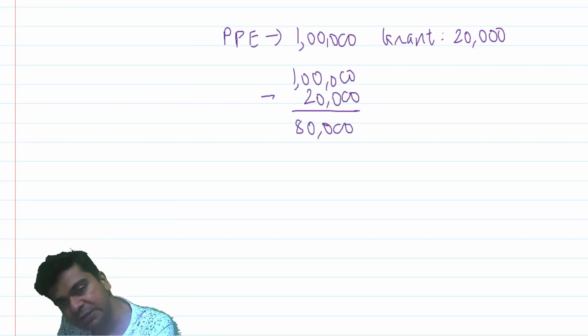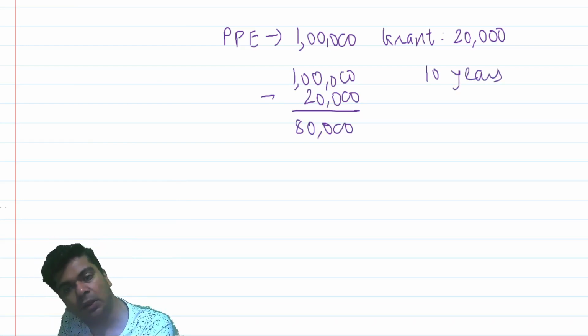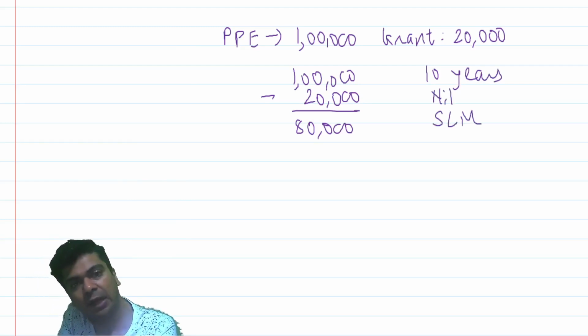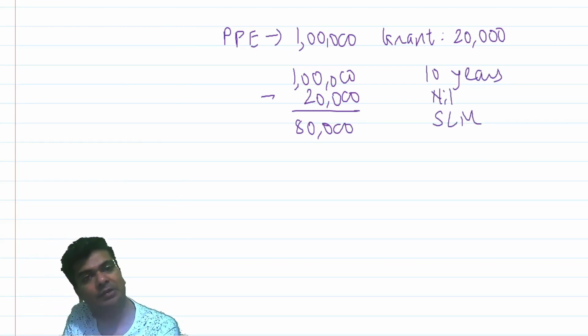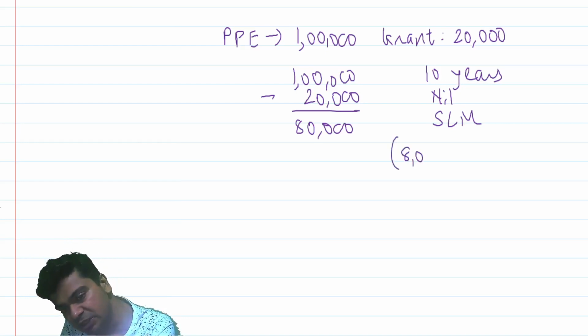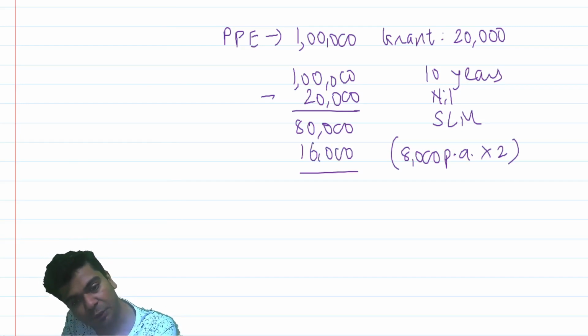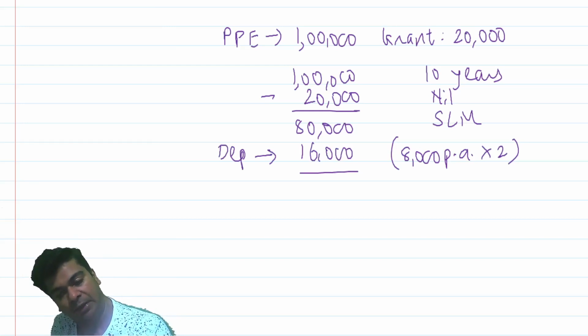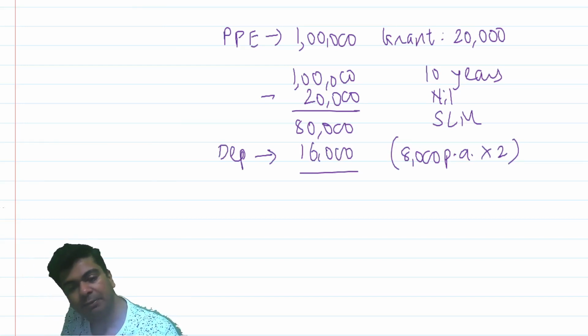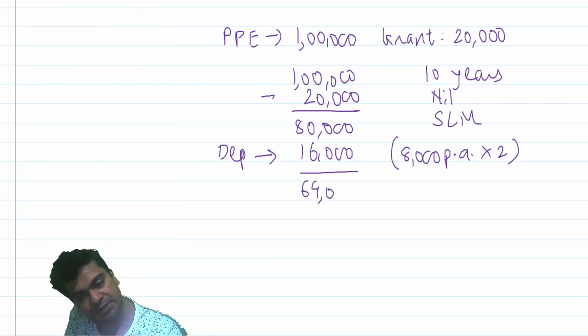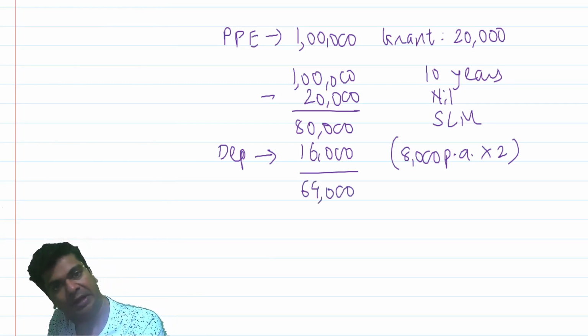Let us assume for simplicity that useful life is 10 years. Let us again assume residual value is nil, and we have decided to follow straight line method of depreciation. What does that mean? It means 80,000 divided by 10. That means my depreciation per annum will be 8,000. Let us say 2 years have already gone by. In other words, I have provided depreciation of 16,000, right? From 80,000, I am deducting 16,000. I am getting 64,000. This is the book value, or we can say this is the carrying amount right now.